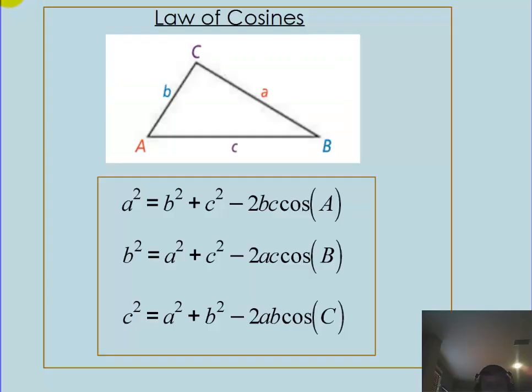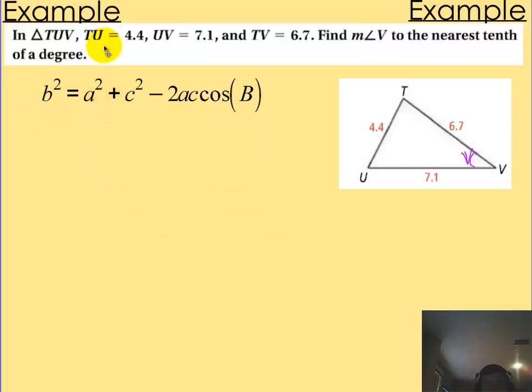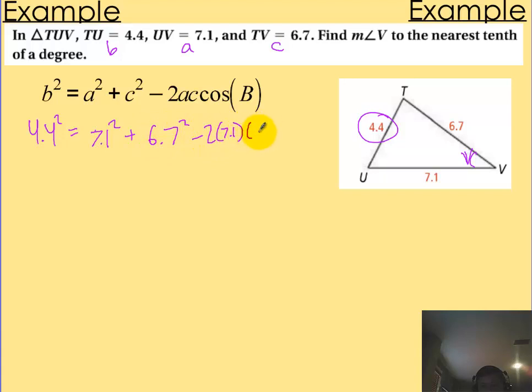Again, I'm going to copy one of these formulas here. It doesn't really matter which one. Just to keep track, it's going to be V, and that's TU, right here, which will be our B, and then this could be our A and our C because it doesn't matter. So 4.4 squared equals A squared, which is 7.1 squared, plus C squared, 6.7 squared, minus 2 times 7.1 times 6.7 times cosine of what I'm trying to find, V.